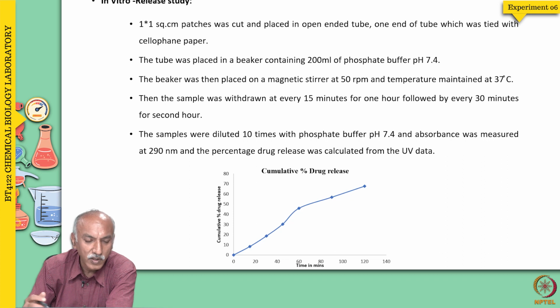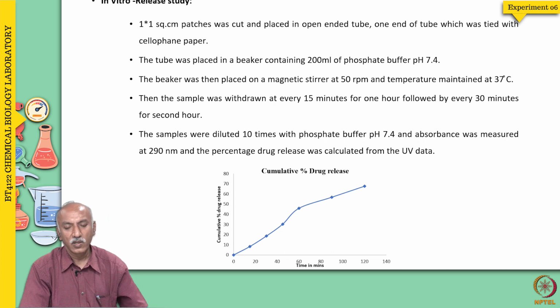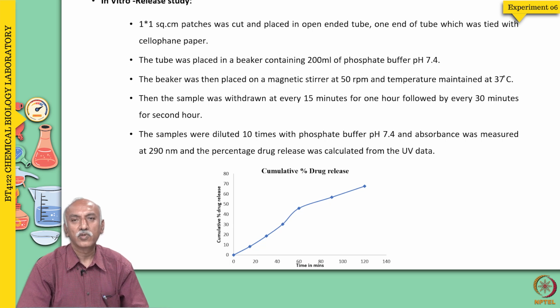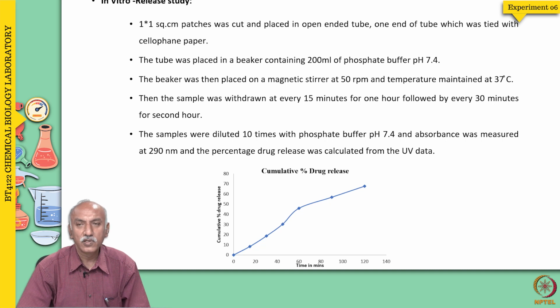Okay. So, the beaker was then placed on a magnetic stirrer at 50 rpm, rounds per minute, and the temperature maintained at 37 degrees Celsius. The sample was withdrawn every 15 minutes for an hour, followed by every 30 minutes in the second hour. Okay. So, you measure how the patch is releasing into the aqueous solution, how much is going to get released, and the samples were diluted 10 times with the phosphate buffer, and the absorption was measured at 290 nanometers to find the percentage of drug released by the UV data.